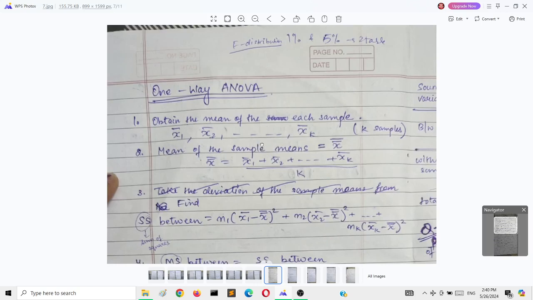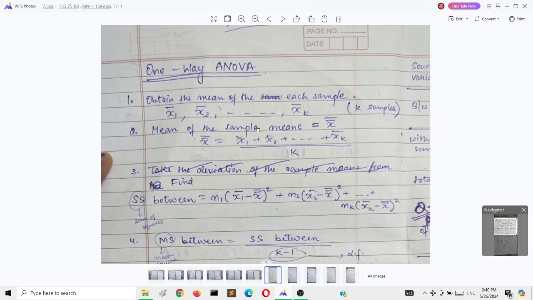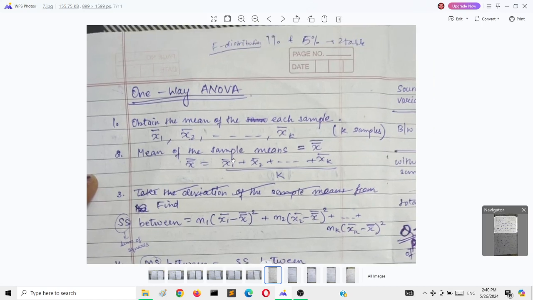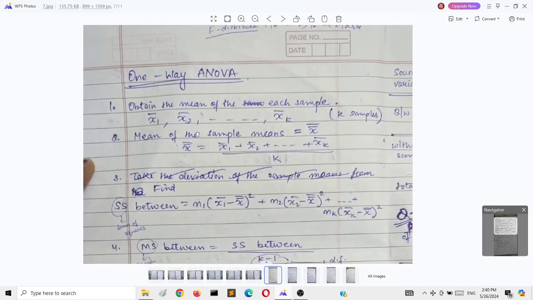Let's see the case when we have one factor under consideration, that is one-way ANOVA. What are the multiple steps of one-way ANOVA? First, obtain the mean of each sample, that is x1 bar, x2 bar, up to xk bar. These are the means of each sample, meaning we have k samples and we have calculated the mean of each of them.